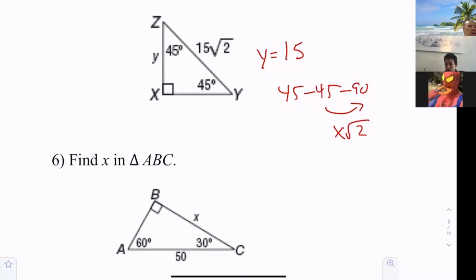The 90-degree angle, the hypotenuse to the leg. Right? Hypotenuse to leg. That's what I mean by the 90 and the 45. Right? All right, here we go.